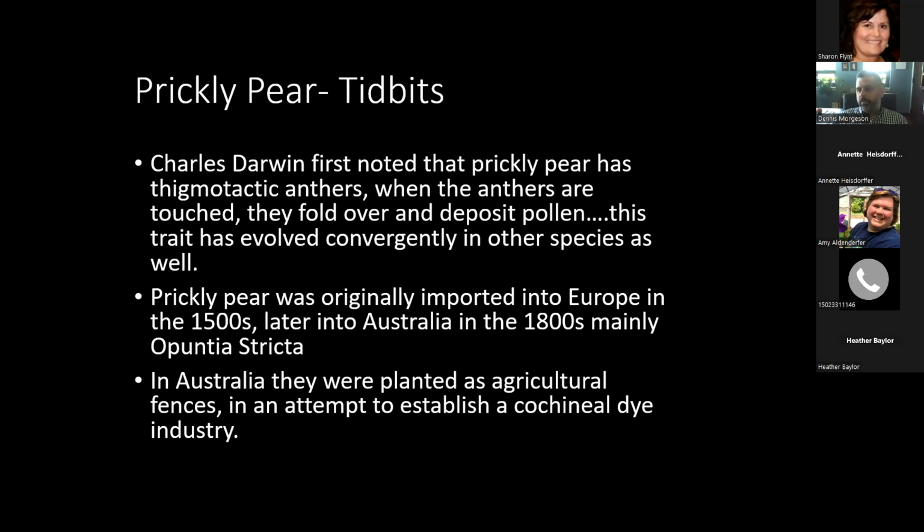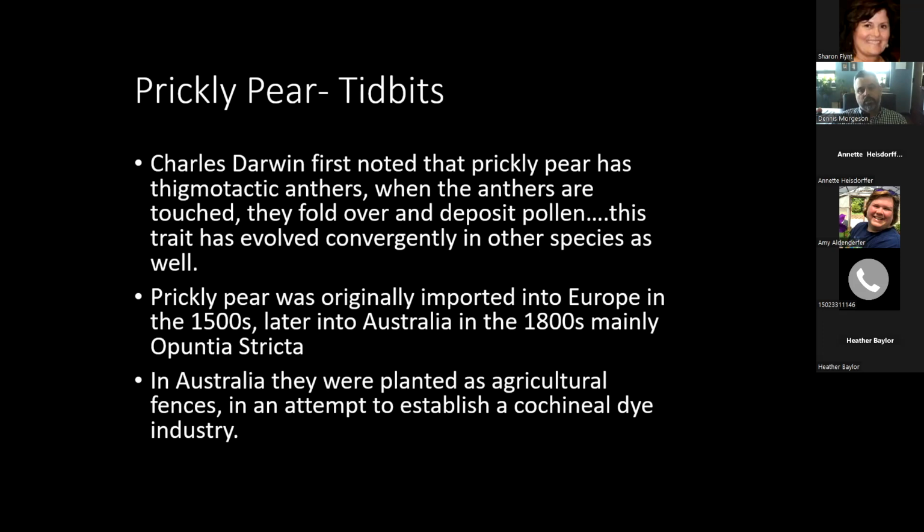Prickly pear was originally imported into Europe in the 1500s, and it later went into Australia in the 1800s. Mainly, it was Opuntia stricta, which is an upright form, and it was imported to Australia. They wanted to make some agricultural fences with it, a thick area of cactus where nothing could get through, and also because they wanted to establish a cochineal dye industry.